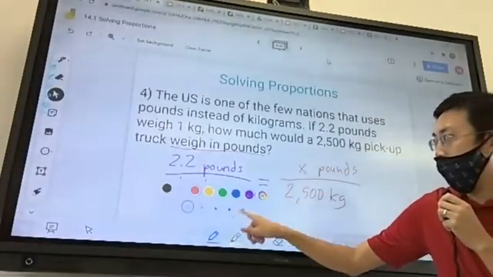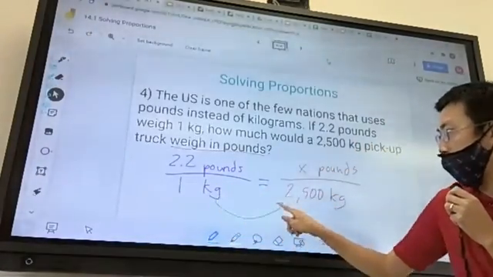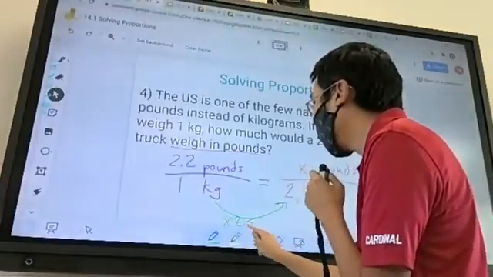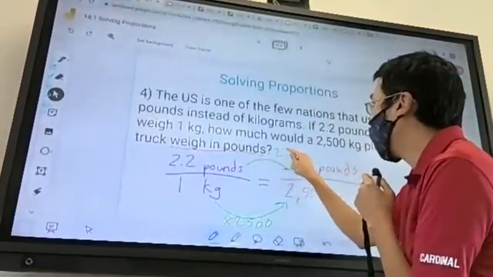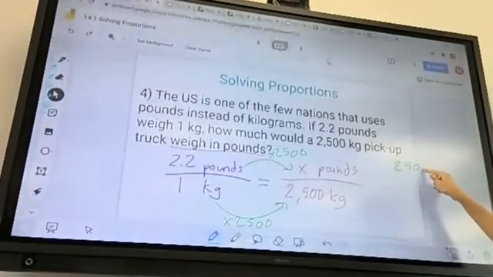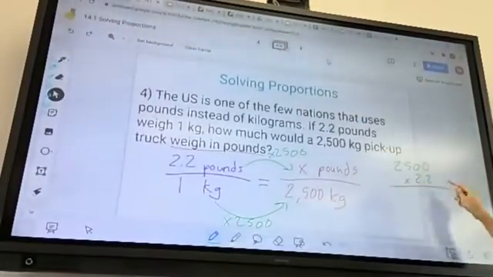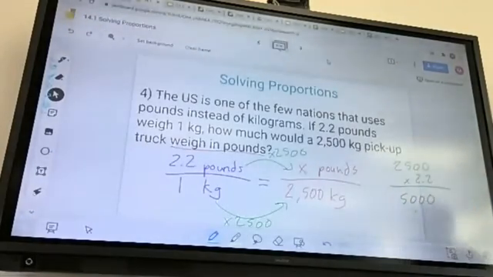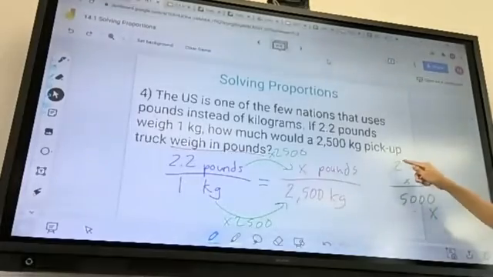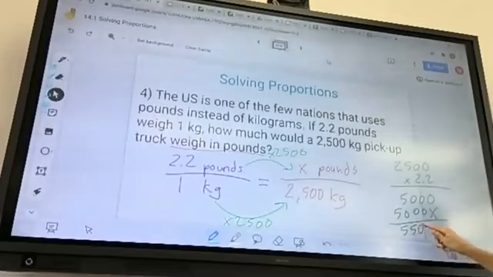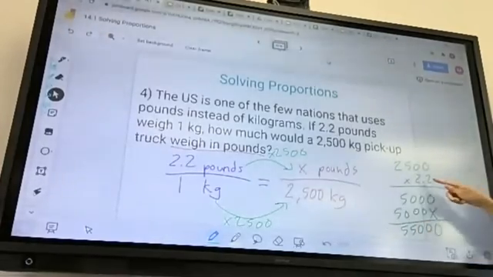How do I get from 1 kilogram to 2,500 kilograms? Multiply by 2,500. Whatever we do to the denominator, we do to the numerator as well. So 2,500 times 2.2. 2 times 2,500 is going to give us 5,000. We put a placeholder, and the other 2 times 2,500 will be another 5,000. And then we place one decimal place value.